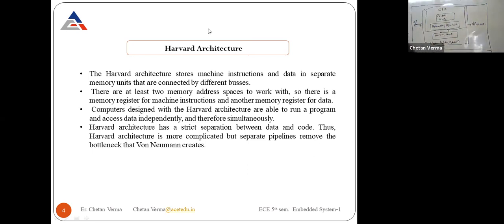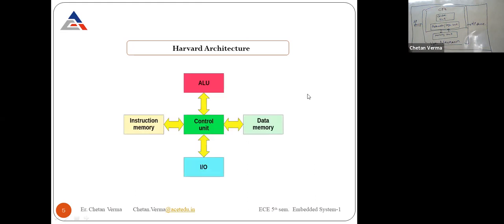Now I will draw the Harvard architecture on the board. I have drawn the diagram of the Harvard architecture, that is the program memory. That is your CPU, which includes your instruction cache.